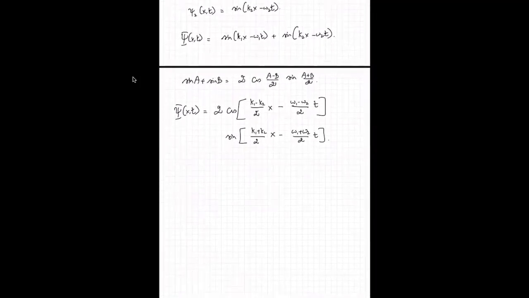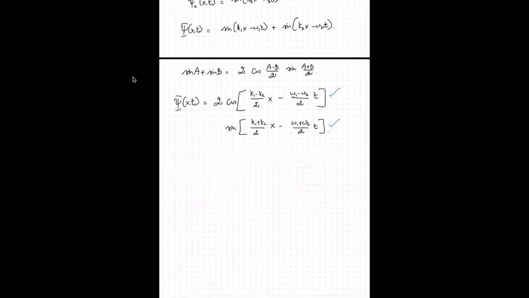So notice that now the addition of two waves looks like a very different object. It is a multiplication of a cosine function and a sine function, but the cosine function is also a function of x minus vt, and the sine function is also a function of x minus vt. So this is also a wave, and this is also a wave. But what kinds of waves? What are their velocities? Notice that the first is proportional to k1 minus k2 and omega 1 minus omega 2. The second is proportional to k1 plus k2 and omega 1 plus omega 2.